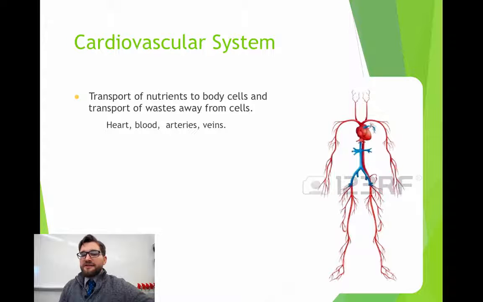The cardiovascular system is responsible for transporting nutrients. Those nutrients are moved to body cells. It also then transports waste away from those cells. It includes the heart, blood, arteries, and veins.